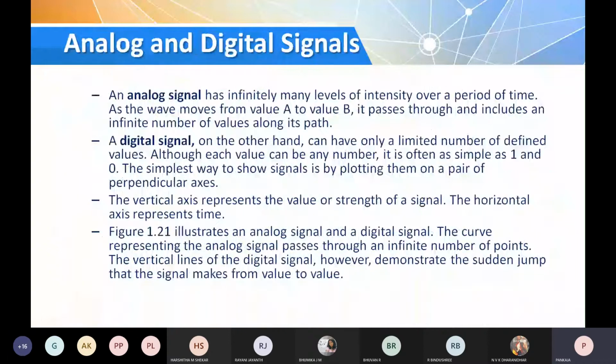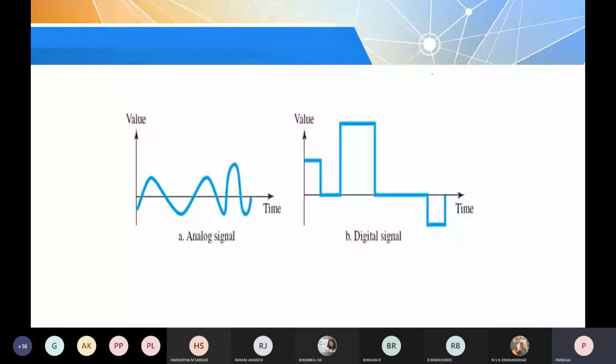An analog signal has infinitely many levels of intensity over a period of time. That means you can just see, this is an example of an analog signal. It has so many infinite values to change from this phase to this phase. It does not change suddenly. It has continuous values. The analog signals will have continuous values.